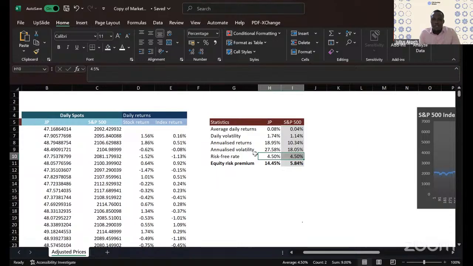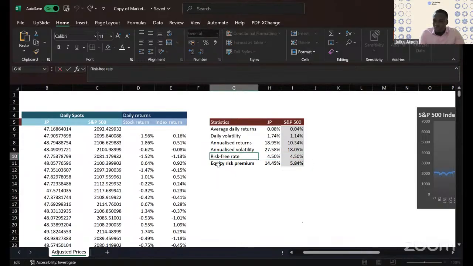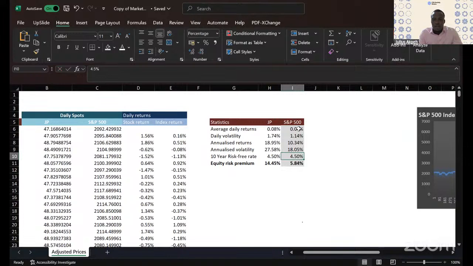And the risk-free rate I'm using here, I'm talking about the 10-year risk-free rate, and it must be the risk-free rate in the United States, right? The 10-year risk-free rate. And don't forget also, the S&P is in dollars, the risk-free rate is in dollars. So the equity risk premium is also in dollars. So it's a dollar equity risk premium.